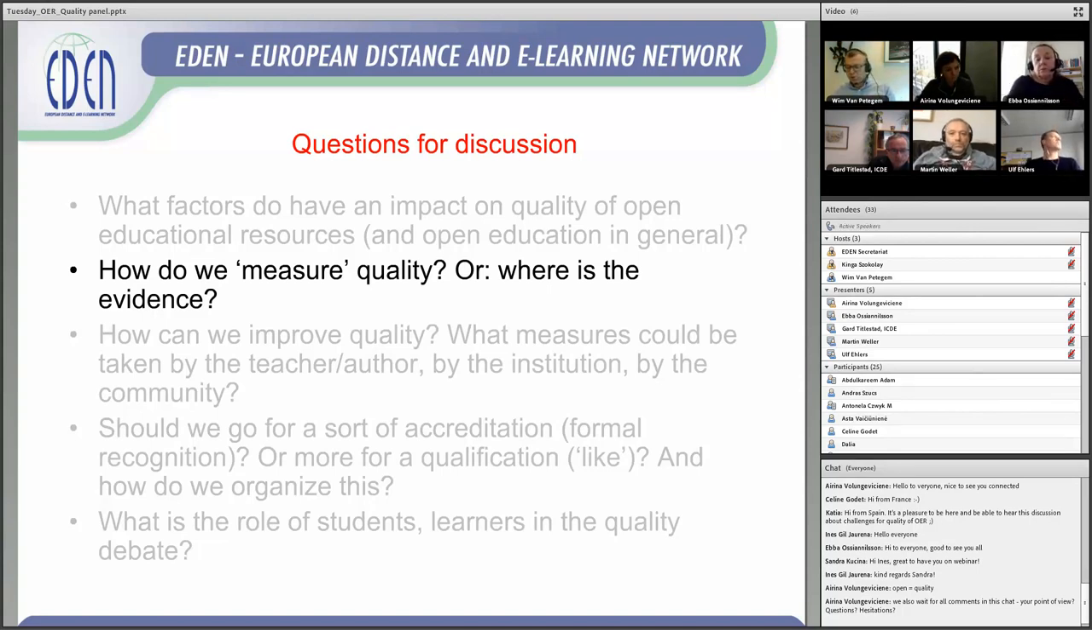The second question was, now we have heard a little bit about the different ways to look at quality of open educational resources and what is at stake. But how do we then measure the quality of open educational resources? Is it necessary to measure the quality? And how can we find evidence that there is quality in open education? And I invite Gart to open the floor to answer this question.